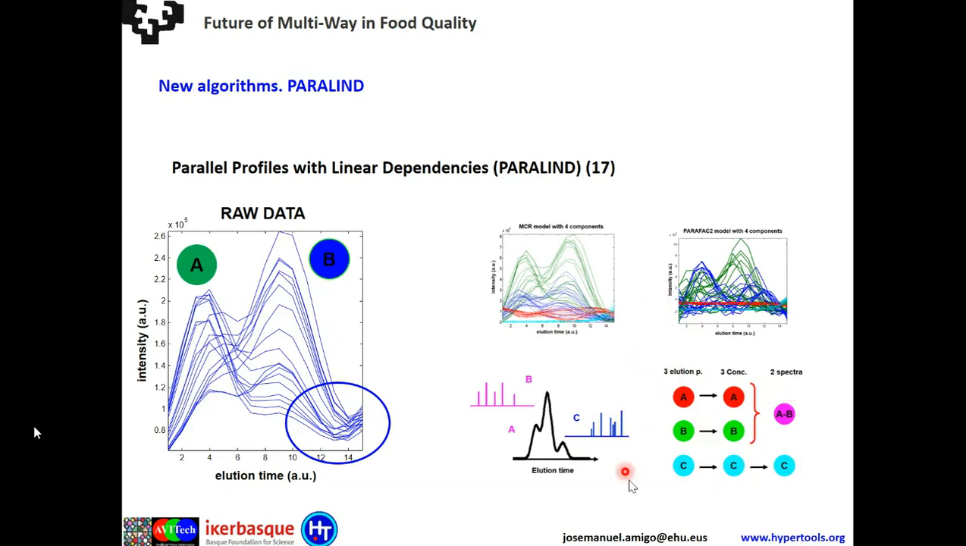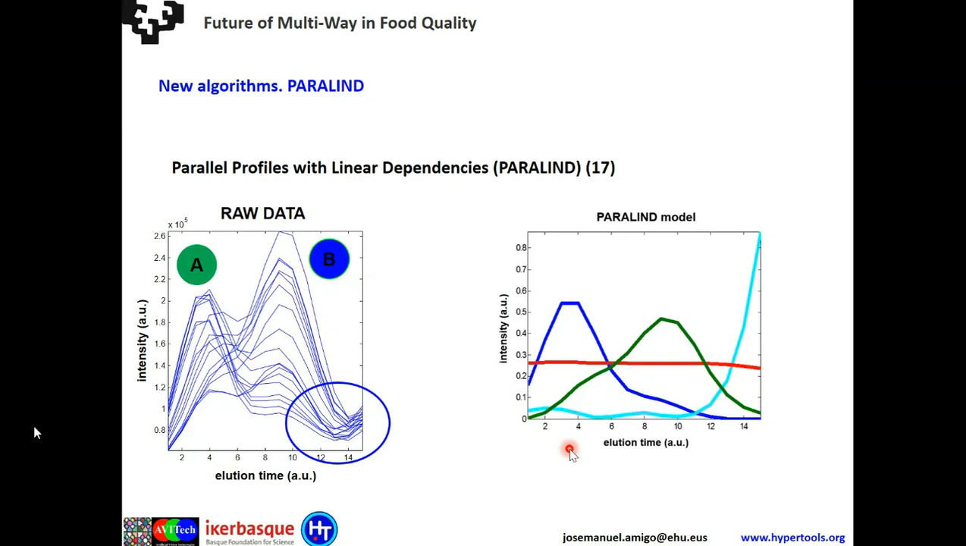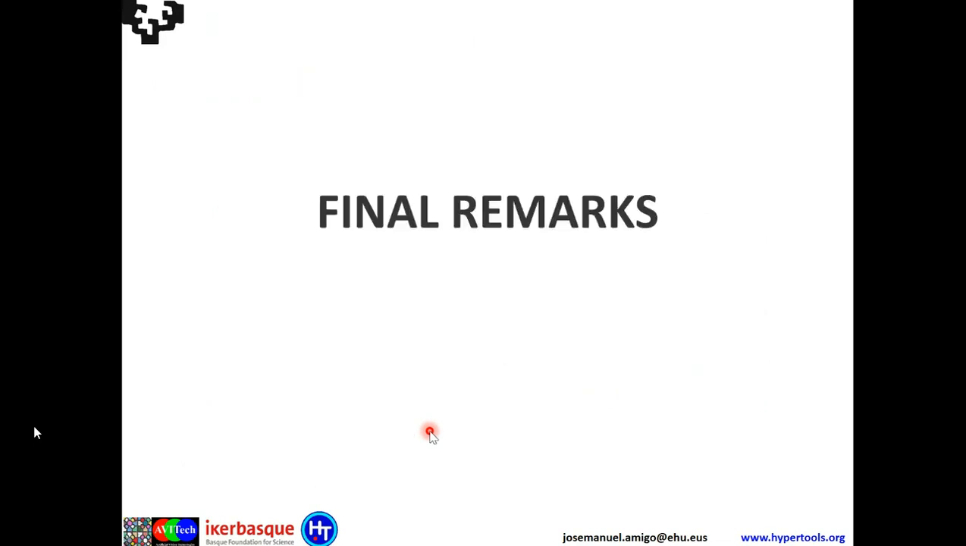So when we apply this paradigm, that is called PARALIND, which stands for parallel profiles with linear dependencies, and this is a dependency, we were able to find this model that is incredible, because we still have the baseline around. We have the profile for one of the peaks, we have the profile of the other peak, independent, and then we could actually model our tail here coming from the other peak.